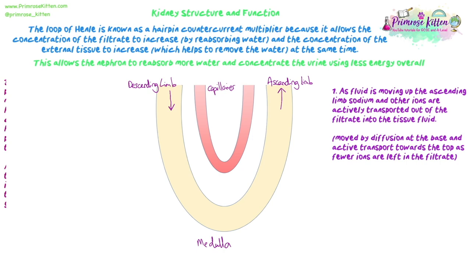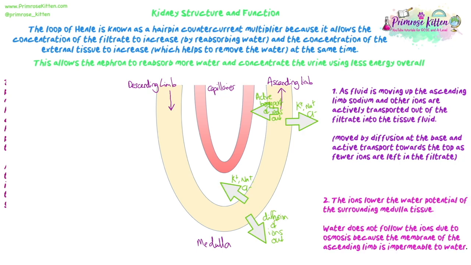As fluid moves up the ascending limb, sodium and other ions are actively transported out of the filtrate into the tissue fluid. They're normally moved out by diffusion at the base, and then as fewer ions are left in the filtrate as we move up the ascending limb, we have to start using active transport. Moving the ions out lowers the water potential of the surrounding tissue in the medulla. That's important because we need it to move water out of the filtrate by osmosis. But water doesn't follow the ions on the ascending limb, because that is impermeable to water.